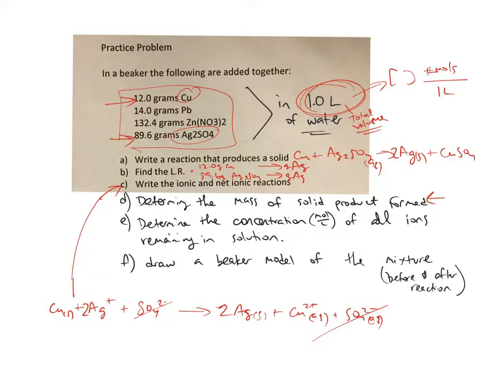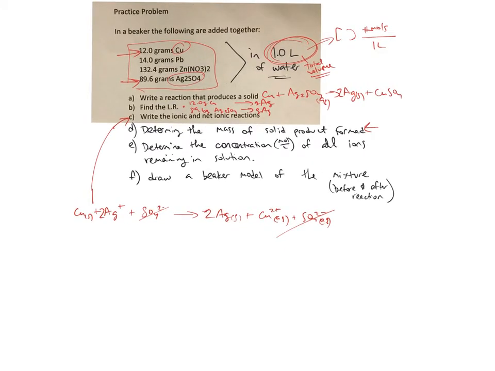Let's see, then you have part E, determining the concentration of all the ions remaining in solution. And this is really the part that I want you to think about. So if we do F first and look at our beaker model, right? So if we have our beaker model, I would say, okay, I've got my copper on the bottom. That's my copper. I've got my silver ions. They're in solution. I've got my sulfate ion, it's in solution. Then on the flip side, I'd say, okay, I don't have silver ions anymore. Now I have silver metal, that's chilling out on the bottom. But now I've got a copper ion and I've still got my sulfate ion, right?